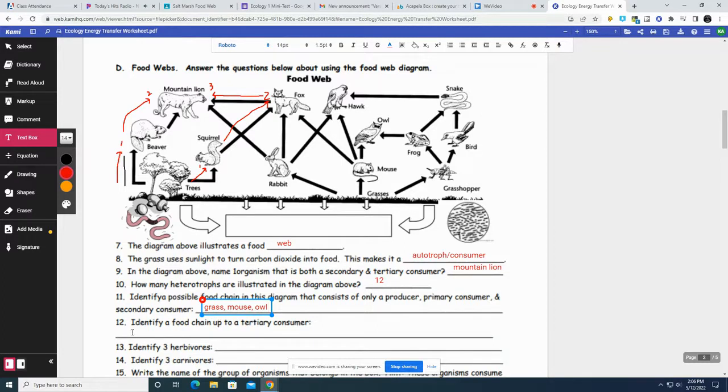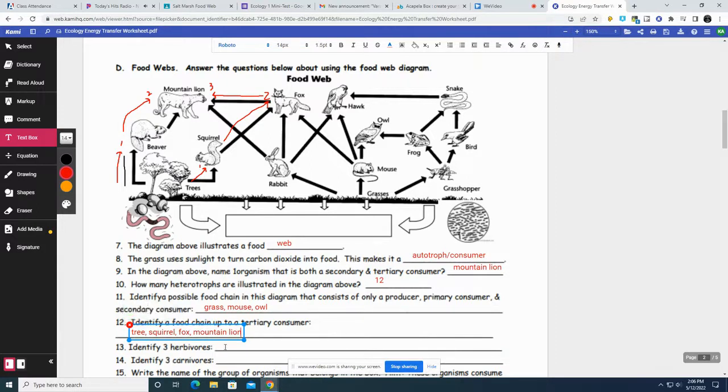All right, identify a food chain up to tertiary. Great. We'll do the one with the mountain lion. So we'll go tree, squirrel, fox. That's your producer, primary, secondary, and then tertiary, mountain lion.